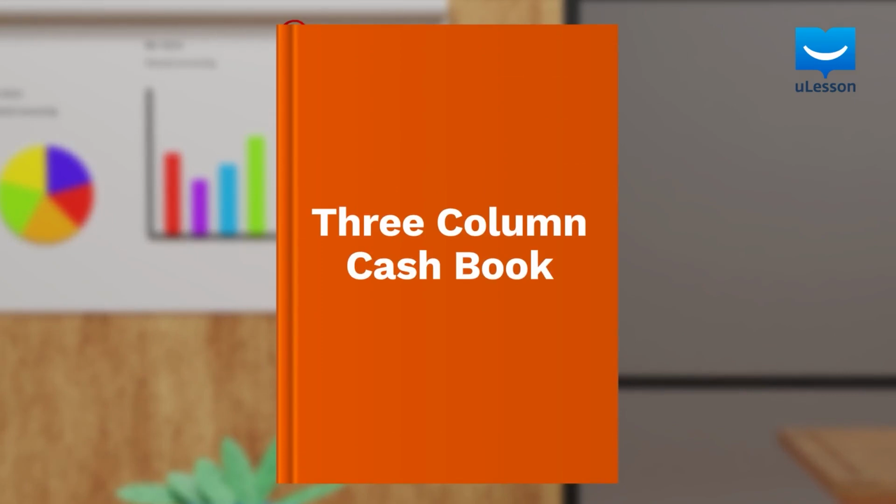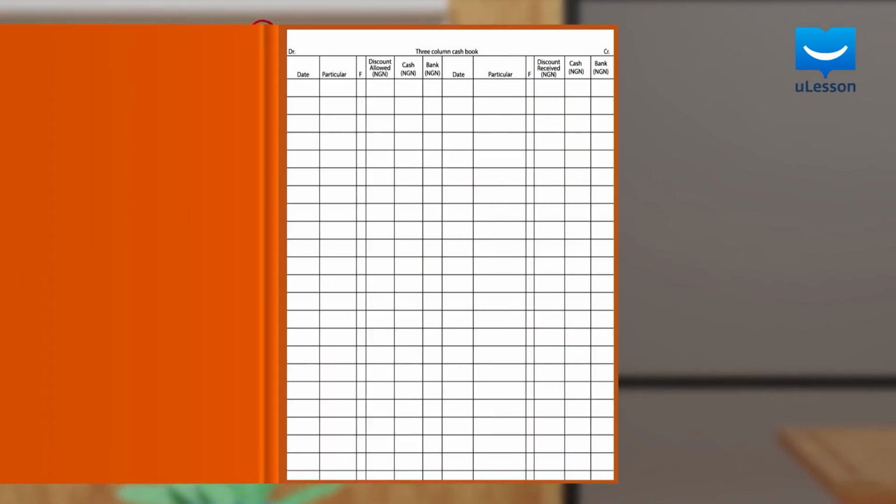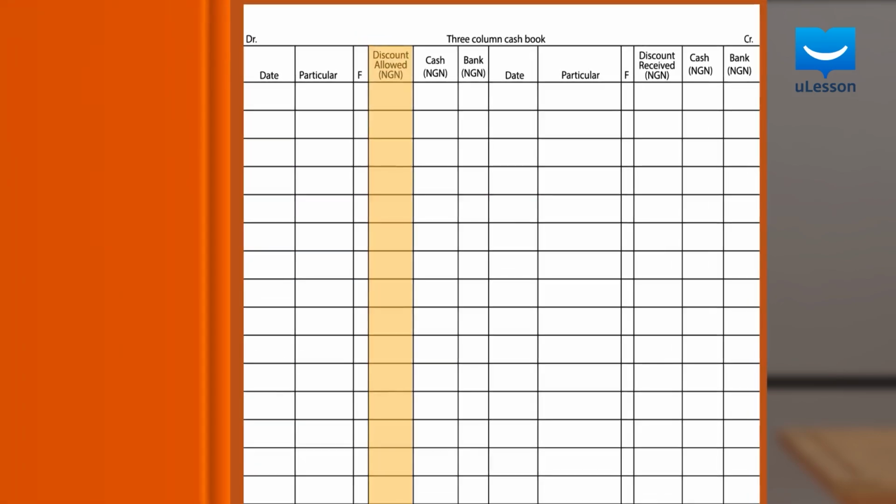We already know that upon receipt or payment of check or cash, the transaction is recorded in the double column cash book. However, if there are cash payments or receipts that involved discount, they are recorded in a 3-column cash book. A 3-column cash book is just like a double column cash book, but with an extra column for discounts allowed on the debit side and discounts received on the credit side.